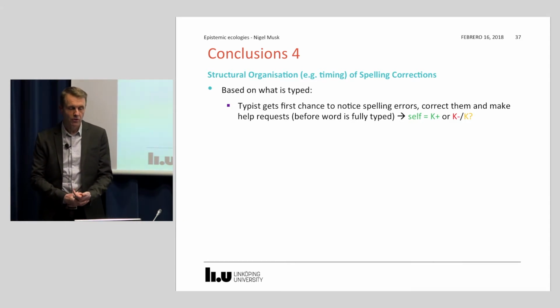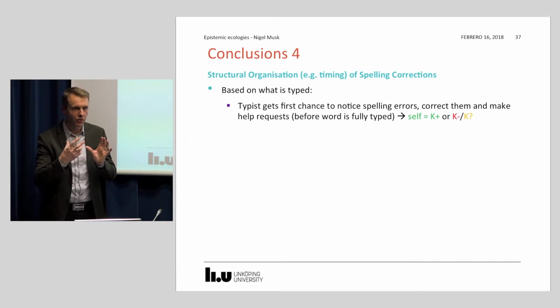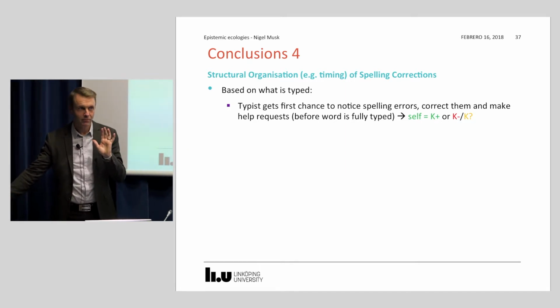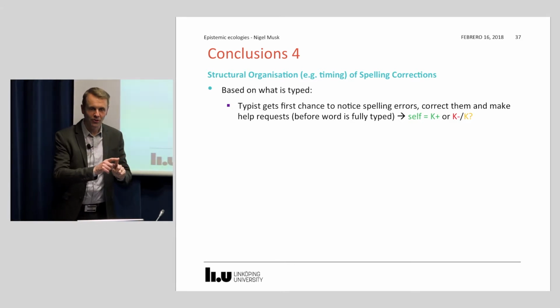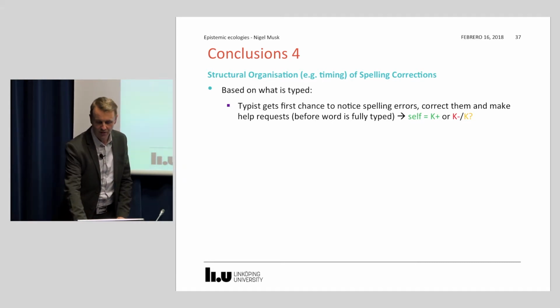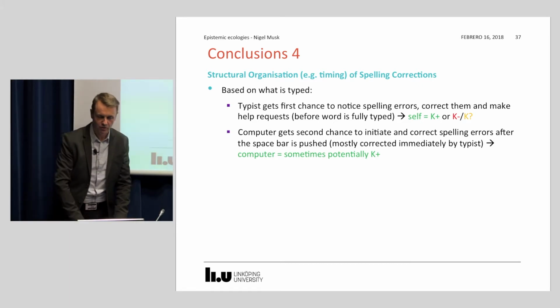So the typist gets the first chance to see, because as it's produced letter by letter, as soon as a letter's produced and it's noticed, then it gets changed immediately. So the non-typist doesn't have a chance to react usually, and then it's not until you've got a space at the end that the computer can do anything. So most of the errors are corrected before that. So this is part of the preference structure.